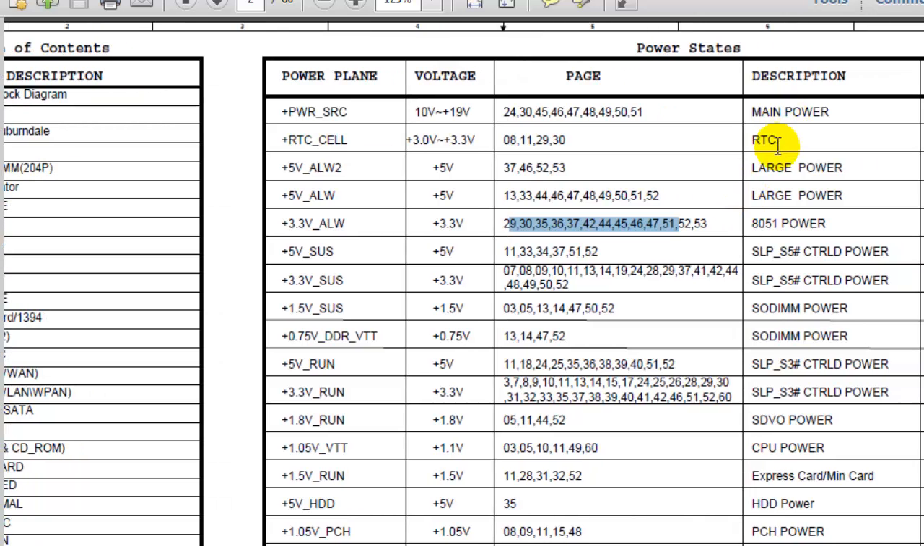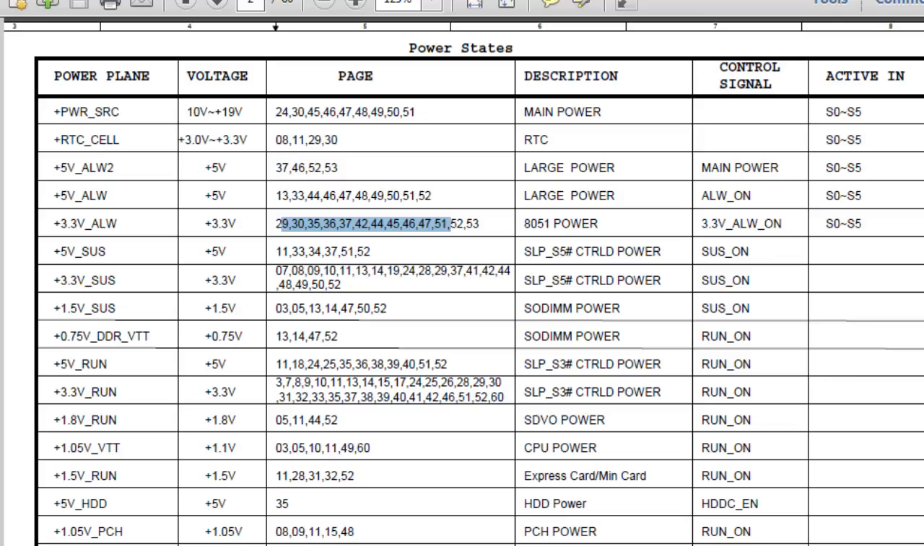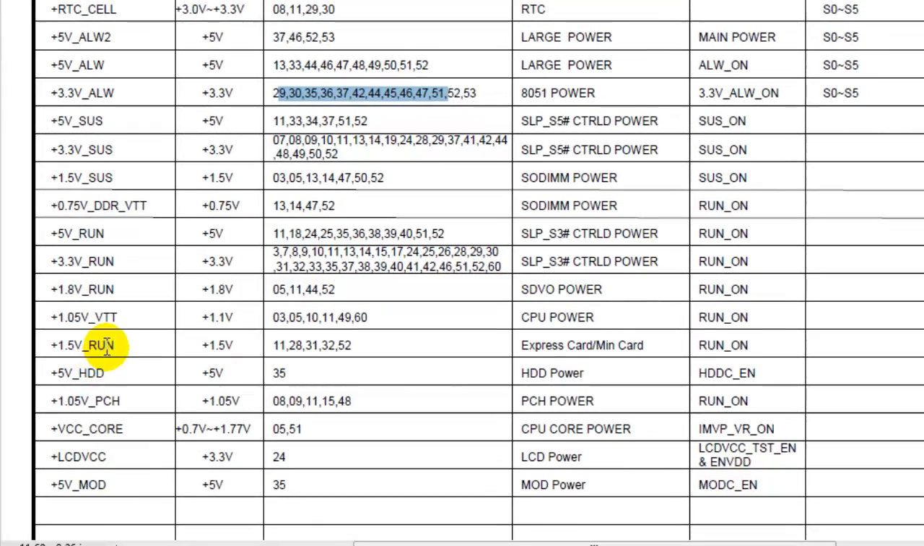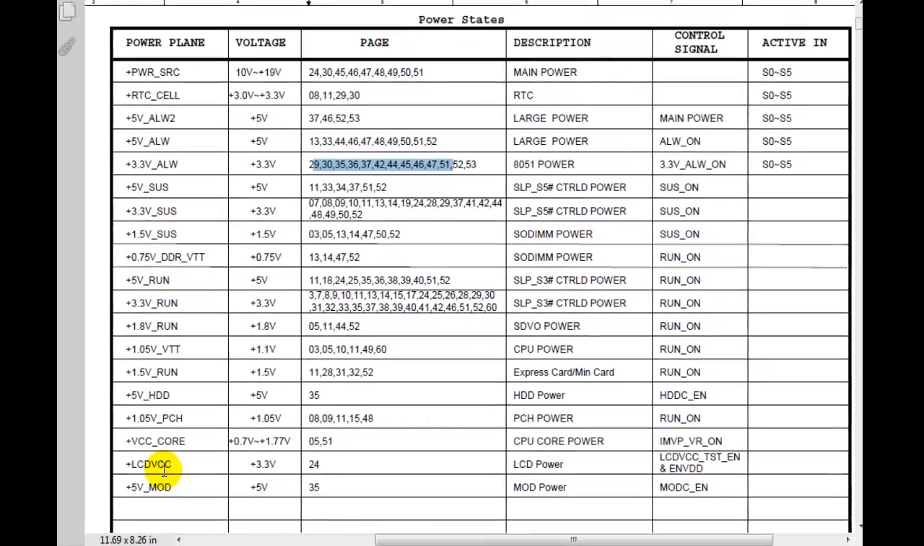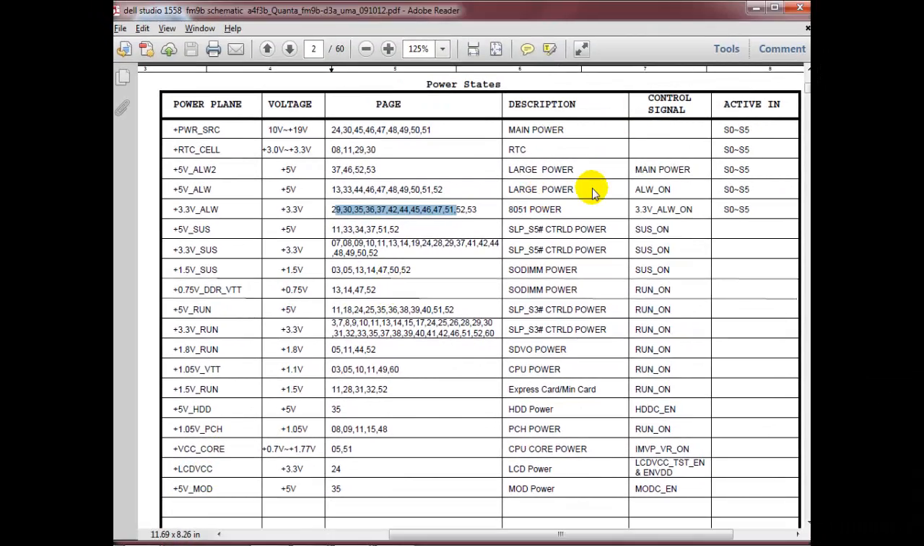This is the main power. This is RTC, large power, starting power, 8051 power, SLP. These whole details are there. Control signal means how it is on from S0 to S5. Always on is enabling this power. SUS on signal is enabling this SUS power. Run on signal status on these signals. These are the power sequence. So this is one board.